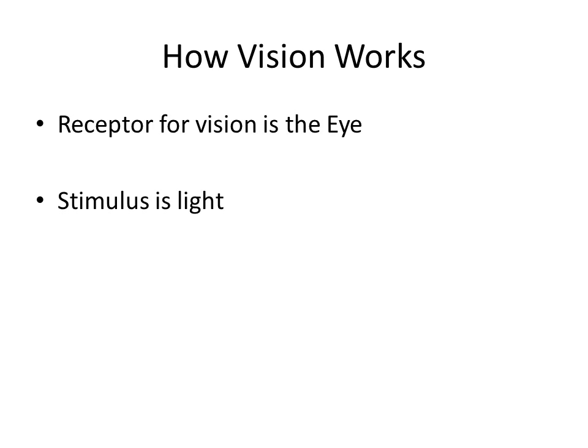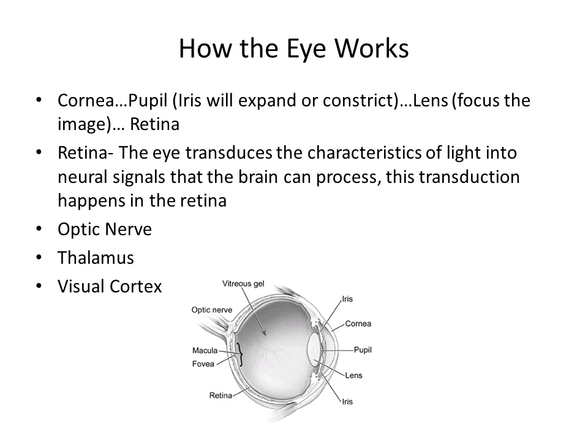So now that you pretty much understand parts of the eye, let's take a look at how vision works. The receptor for vision is the eye again, and the way that it's actually going to allow us to see is the stimulus of light. Okay, so let's go through the steps one more time about how we see. At first you might want to copy this down.